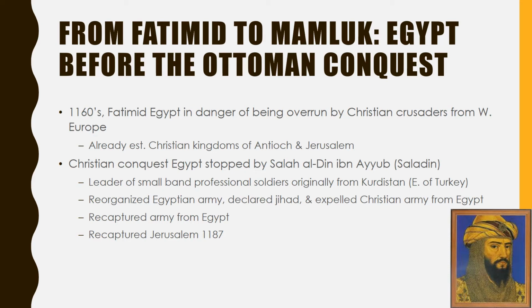By the 1160s, Fatimid Egypt is in danger of being overrun by Christian crusaders from Western Europe. If you remember from the last time you took a world history class or a Western Civ or anything, you probably remember talking about the Crusades, which are a series of military expeditions sent out from various European kingdoms, usually a coalition of different Christian European kingdoms, and they would go out and try to reconquer, successfully or unsuccessfully, depending on the crusade in question, the Holy Land of Jerusalem.